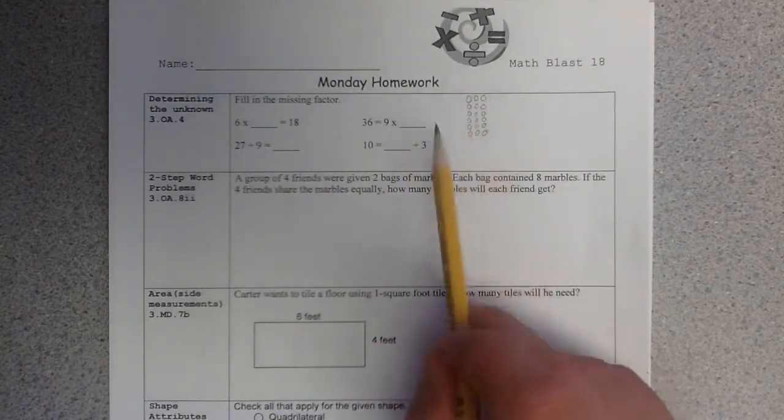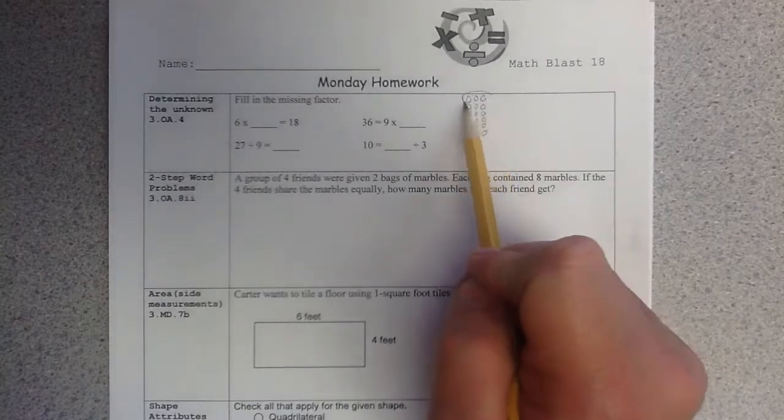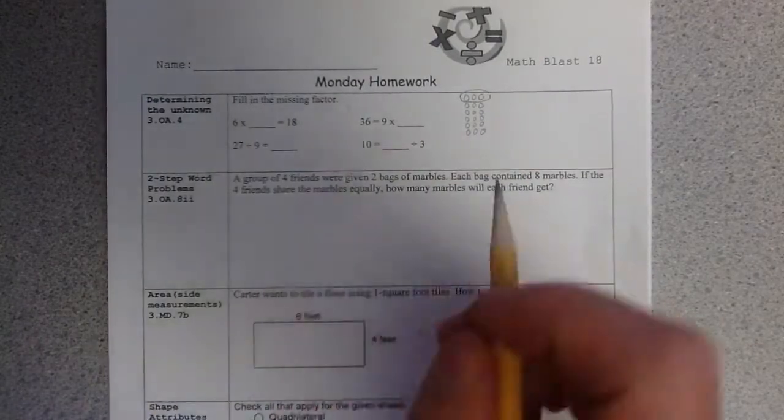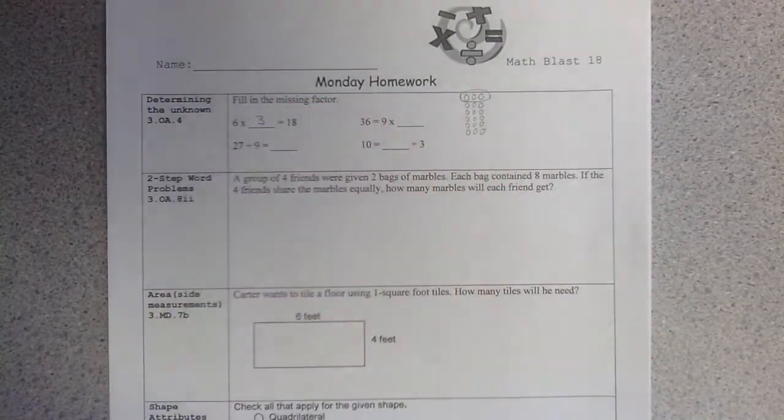So I have 6 rows. I have a total of 18. Well, if I look, I have 3 in each row. So 6 multiplied by 3 is 18.